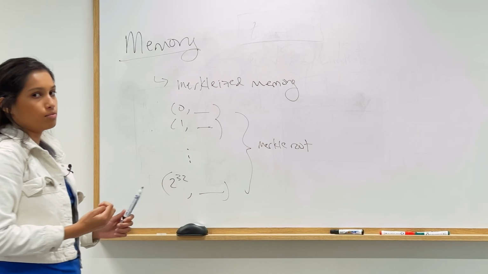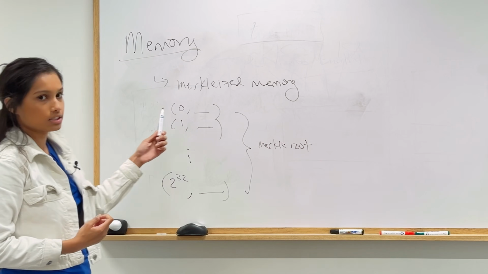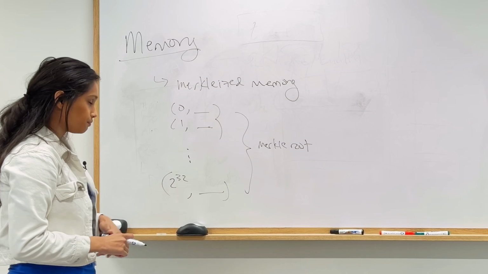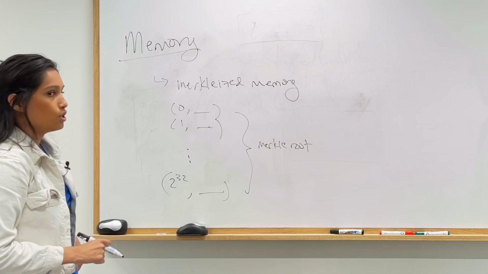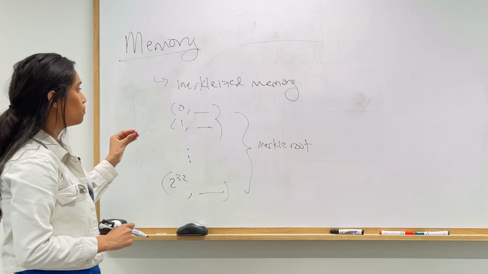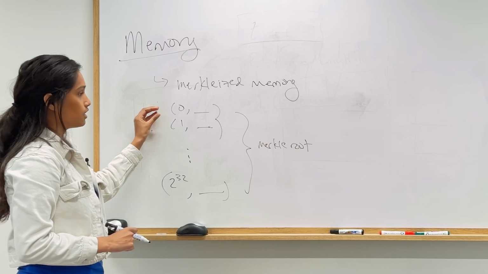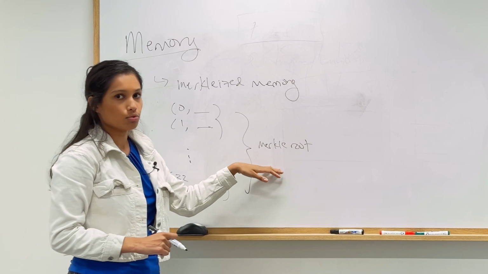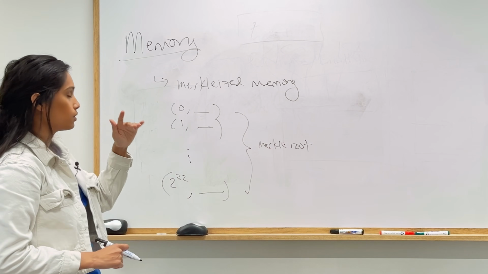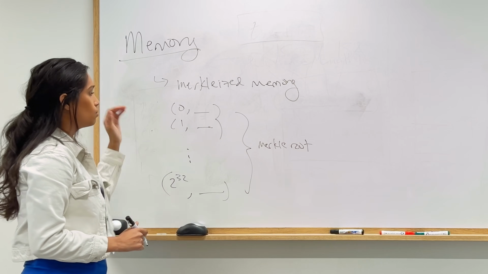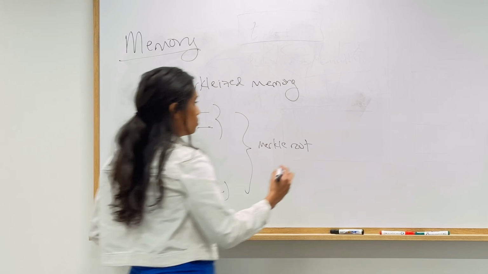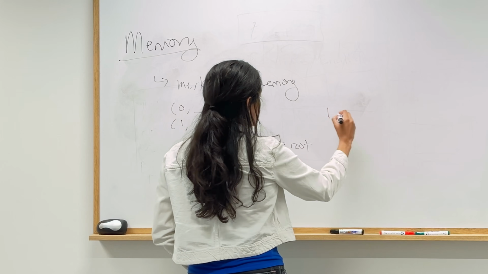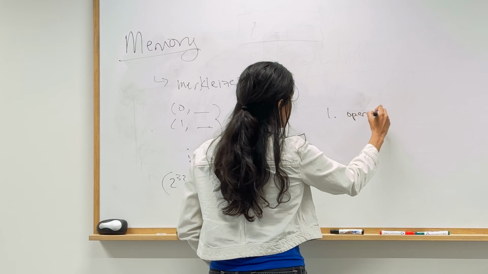Now, every time you access a memory address in your zkVM with Merkleized memory, you first prove that you're accessing the particular value against the Merkle root. So you have some current Merkle root that says this is the memory. You open. So when you do a memory access, you first open with the Merkle proof.